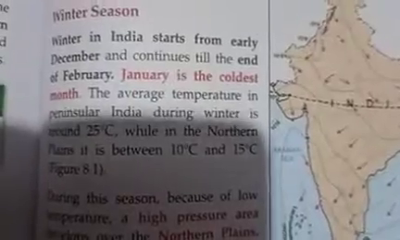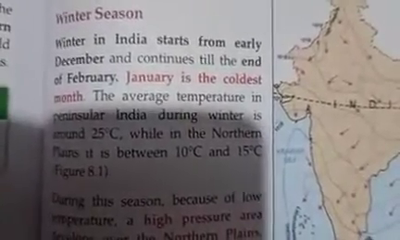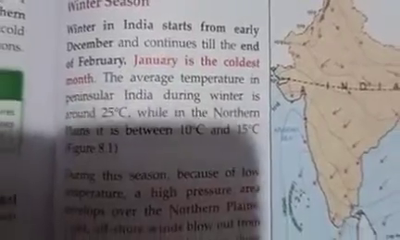And the Kashmir region gets snowfall because Kashmir is situated at high altitude. So rainfall changes into snowfall. And in northern India, we feel the cold wave.